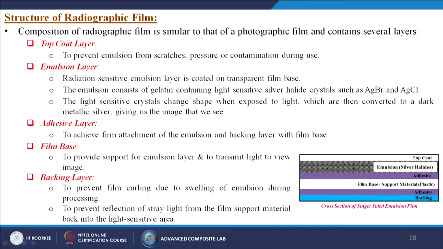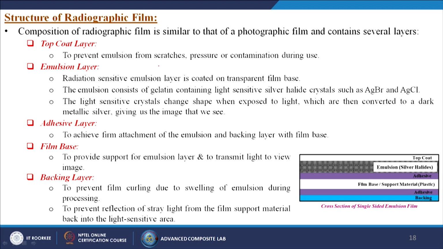Now, what is the structure of the radiographic film? The composition of radiographic film is similar to that of a photographic film and contains several layers. First one is called the top coat layer, to prevent the emulsion from scratches, pressure or contaminations during use. After taking the image we put it in front of some visible light and see how the image has come, or we put it into an envelope so that it should be scratch proof and contamination free.